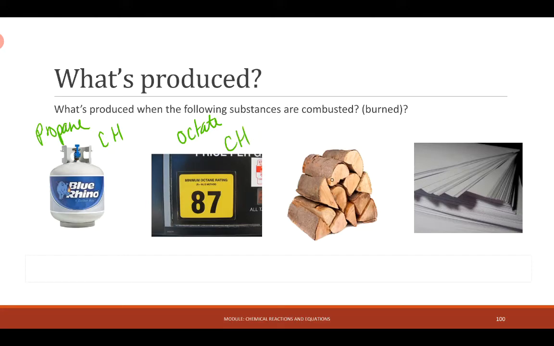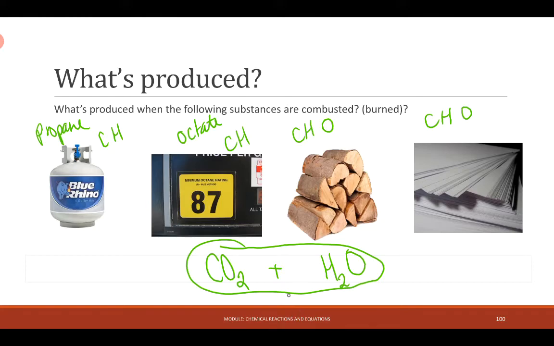This is wood. Wood is primarily cellulose, and that is primarily made out of carbon and hydrogen and also some oxygen. And this is paper, which is made out of wood, and so that's also made out of carbon, hydrogen, and oxygen. So when we burn any of these things, the only things that are formed are carbon dioxide and water. So no matter what you're burning, whether it's propane, octane, wood, paper, or other things made out of carbon and hydrogen, your products are carbon dioxide and water.